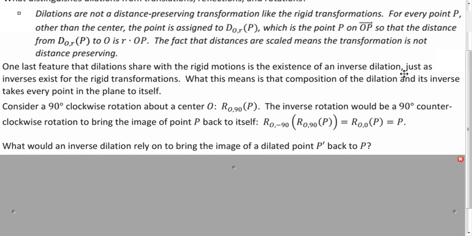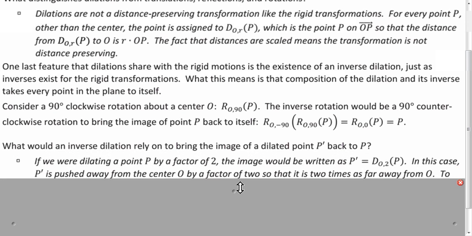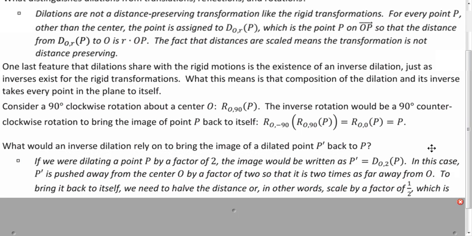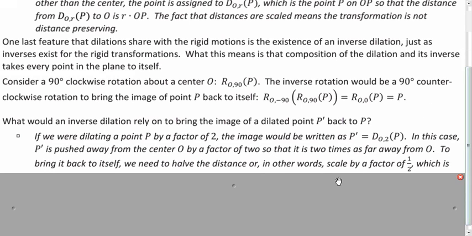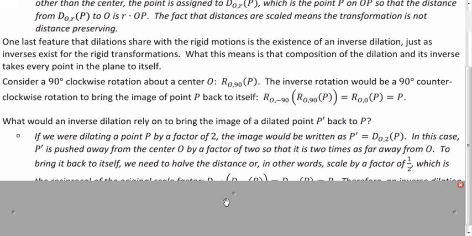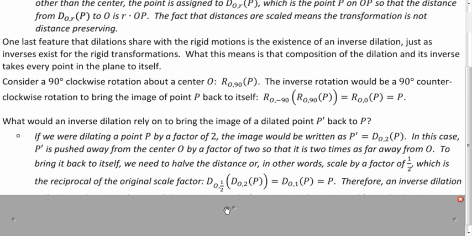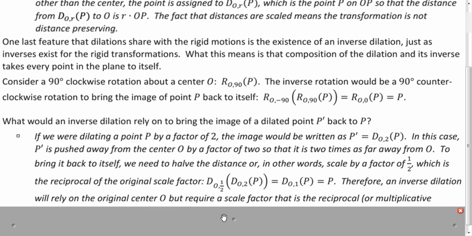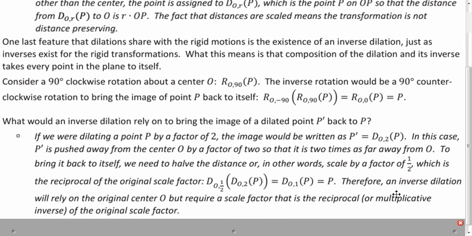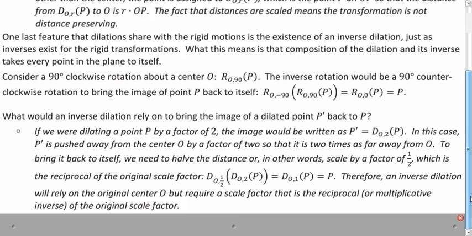For example, what if we did a dilation of 2 with the center O? How would we go back to the original image? How can we go from doubling the lengths to going back to the original? Well, we would use a scale factor of 1/2. You can just multiply those scale factors and you'll see that you end up with a scale factor of 1. So the inverse dilation is going to have the same center, but the scale factor is going to be the reciprocal of the original one that you used.